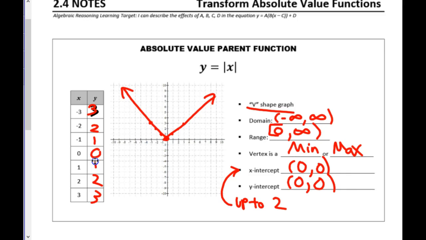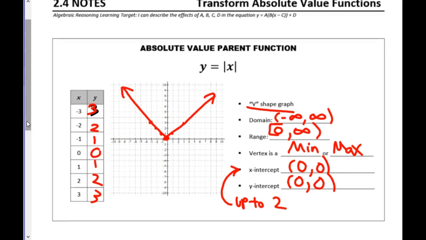Okay. Ouch. Now, I'm going to scroll down. Does everyone have this top half? Does everyone have this written down?